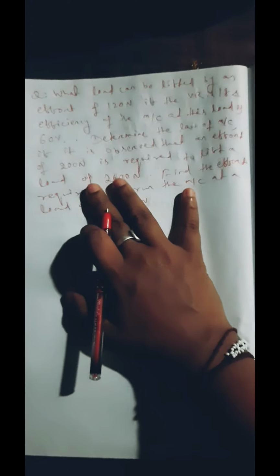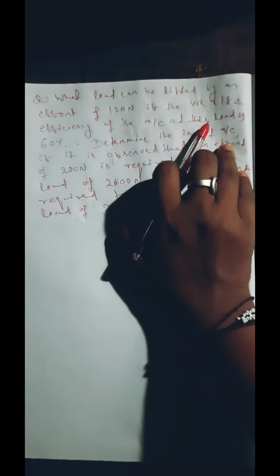Here we'll solve the questions from the laws of machine chapter. So here I will solve two questions. First question is, what load can be lifted by an effort of 120 Newton if the velocity ratio is 18 and the efficiency of the machine at this load is 60%.